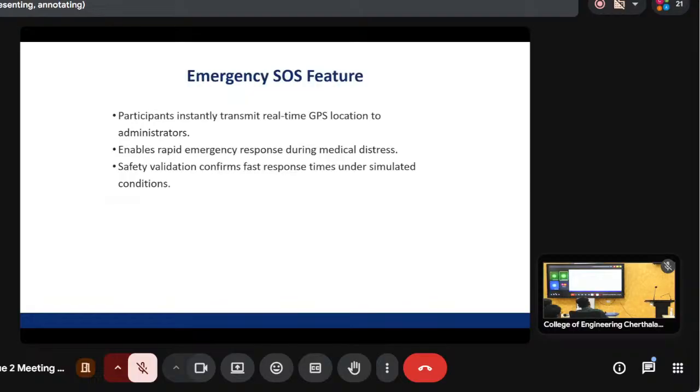As we all know, we need an emergency factor. We all have concern for emergency. So safety is a major feature. If a runner is in trouble, they can use the emergency SOS feature, and this sends their exact GPS location to the administrator immediately for a fast medical response.